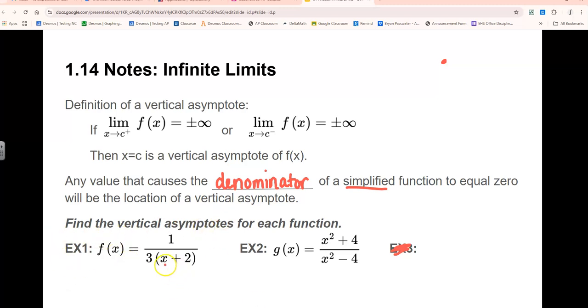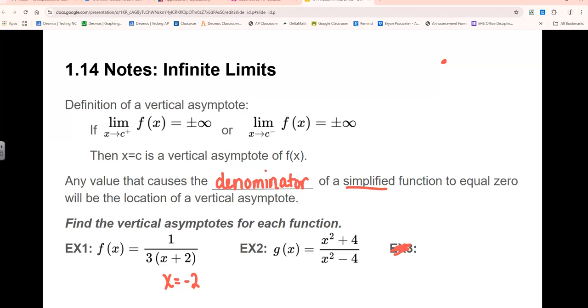If we're asked to find a vertical asymptote for something like example 1, we're just looking for the denominator equal to 0. Will this one simplify any? It will not. So we are just going to have the denominator equal to 0. We will get x equals negative 2 for that. Some of your assignment tonight is just going to be finding vertical asymptotes. We've already done a little bit of that.